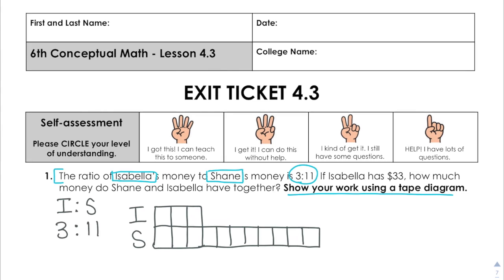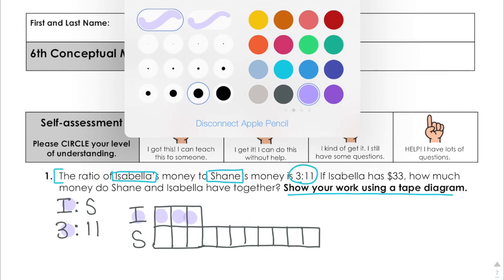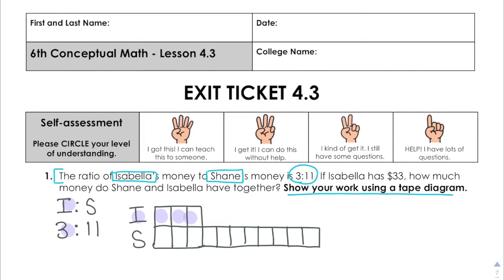Let's just double check our work here. Isabella has 3. 1, 2, 3. Isabella and 3 go together. Then we have Shane. Shane has 1, 2, 3, 4, 5, 6, 7, 8, 9, 10, 11 squares. Shane and 11 go together.